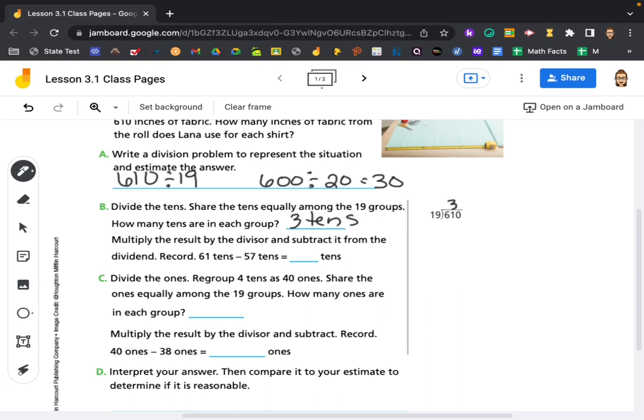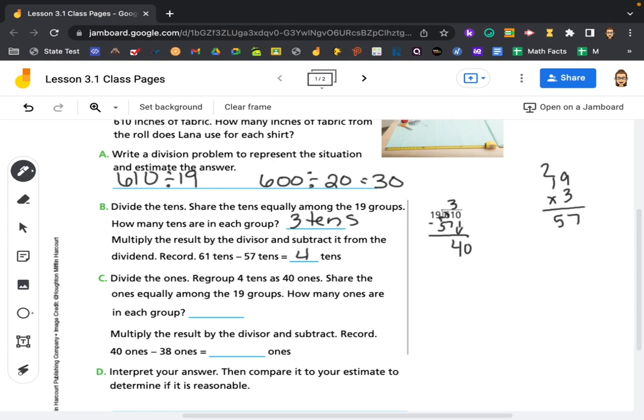Now multiply the result by the divisor and subtract it from the dividend. Well, if we do 19 times 3, we get 27, and then 5, so 57. We subtract. And we get 4 tens. Then it says divide the ones. Well, in order to divide the ones, we're going to bring down the 0, so that's 40.